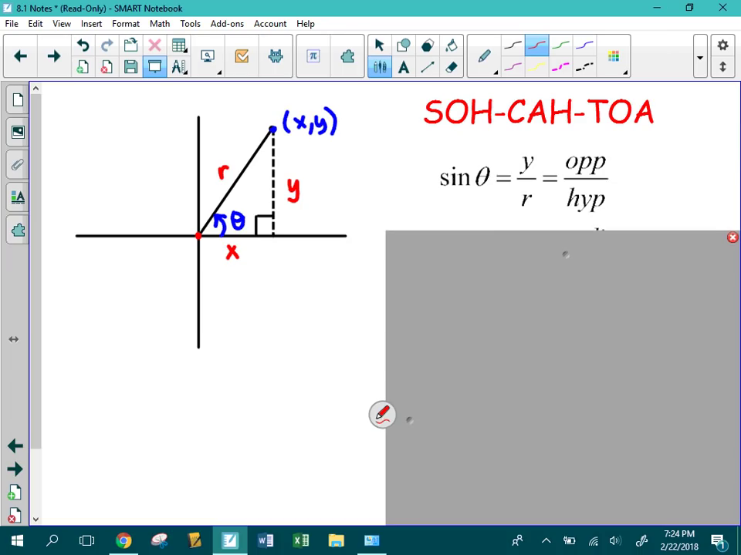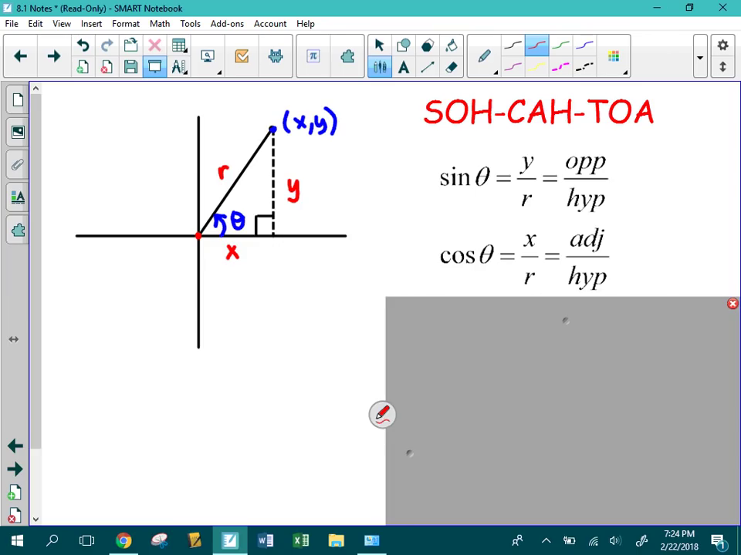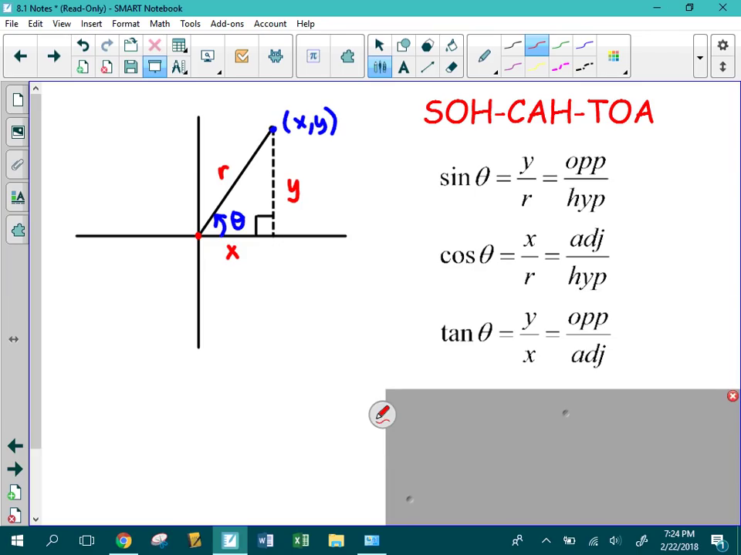As we recall, you should remember this hopefully from geometry, but if not, I'm going to go through it. The sine of theta would be the opposite leg over the hypotenuse. So in this case, opposite is y, hypotenuse is r. The cosine of theta would be adjacent leg over hypotenuse, so x over r. And the tangent of theta would be opposite leg over adjacent leg, which is y over x.